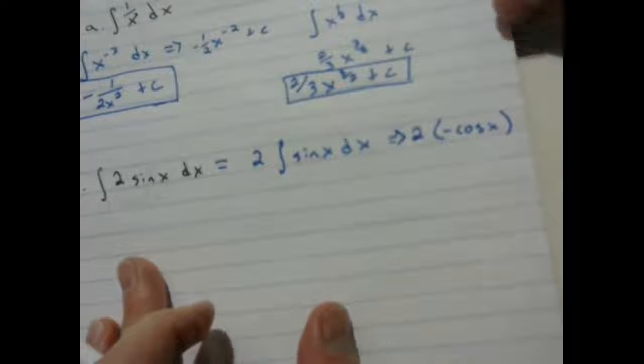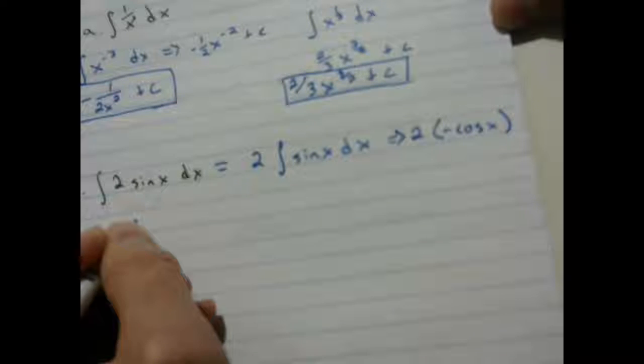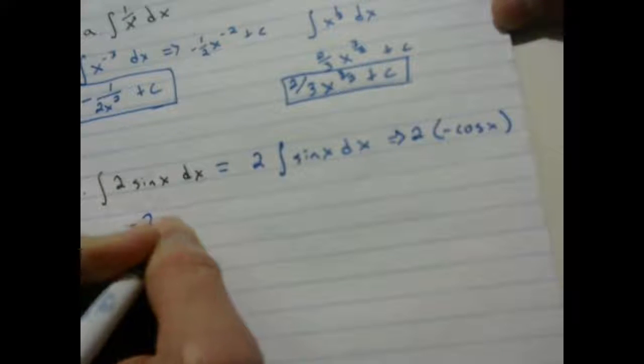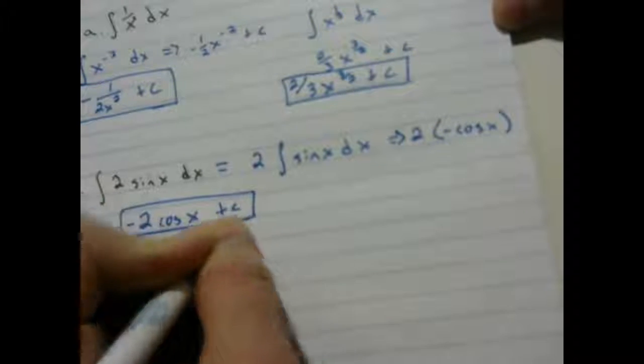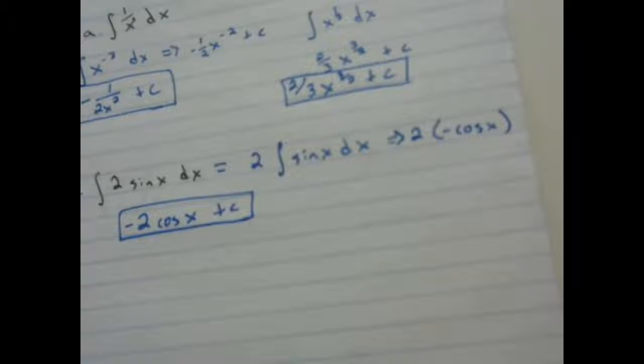So I can write it like that, and then don't forget to plus c. So I could write negative 2 cosine x plus c should be my solution there. Alright, so there's a few examples. Let's do just a few more.